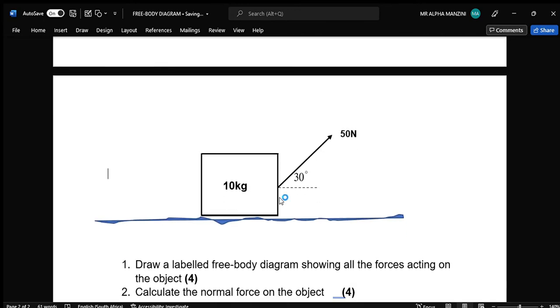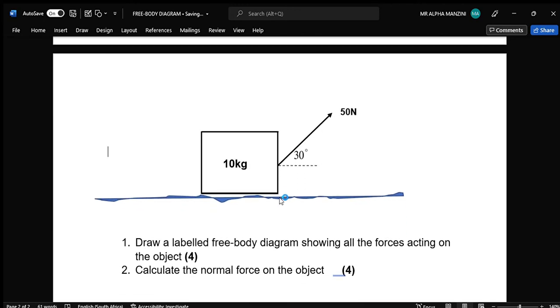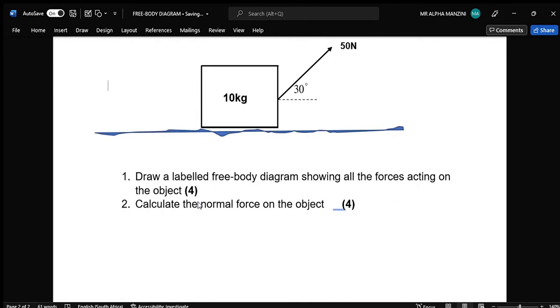So here's our diagram. We have a box of 10 kg. We have a force of 50 Newton. We have an angle of 30 degrees. So this is our surface, as you can see. The first question is: draw a free body diagram showing all the forces acting on the object.